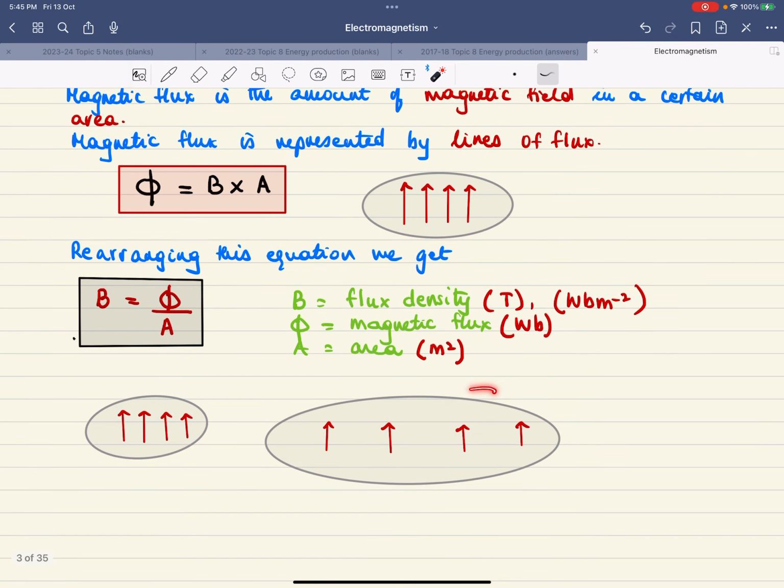So if you have a larger area, you have the lines of flux more spread out, so the flux density is less. If the area is small, you have a greater flux density because the lines are closer together. Okay.